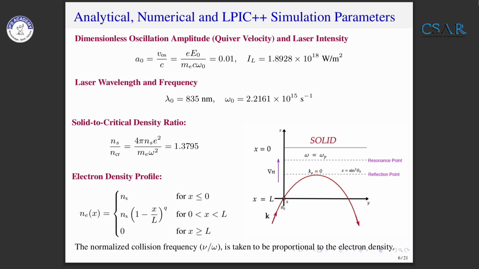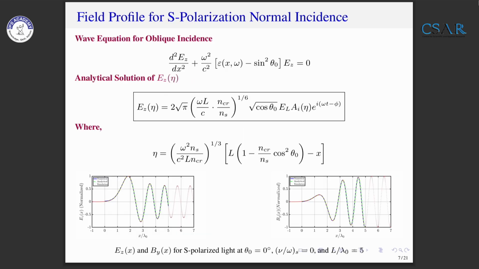Okay, this is the electron density profile. For x less than or equal to 0, we have a solid target, and from 0 to L, we have the linearly varying density profile. Basically, we can do it for quadratic and cubic as well. My code is valid for q equal to 1 to 5, but now I am presenting for q equal to 1, the linearly varying density profile. And the collision frequency also depends upon the electron density. Basically, it is proportional to the electron density.